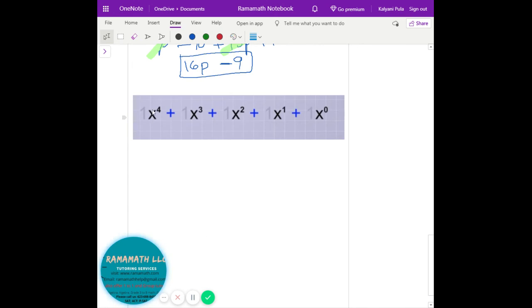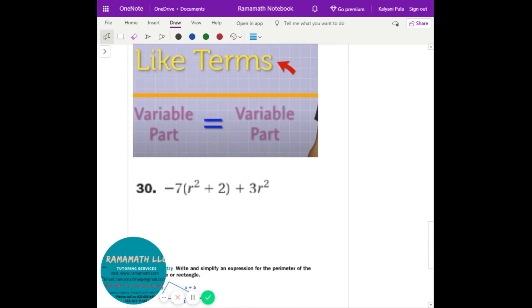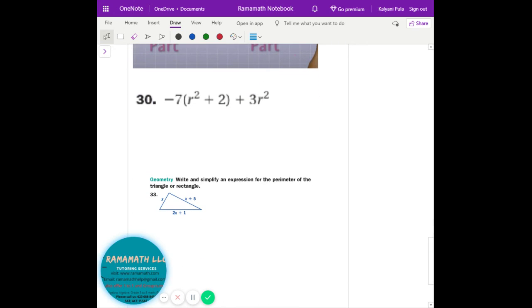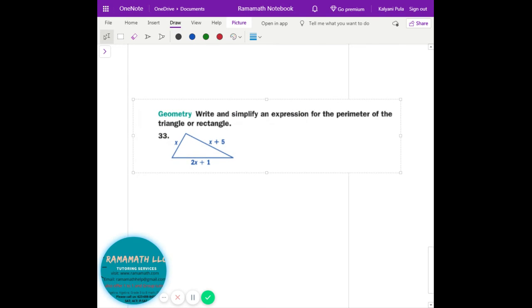For x squared, x to the 4, if there's no number, it means there's a 1 there. It's always an invisible 1. If you need it, we need to put it on. If you don't need it, you don't need to write it. When the answer comes, you don't need to write it. But when we need to solve it, then you have to put it out there. Like terms means same variables.